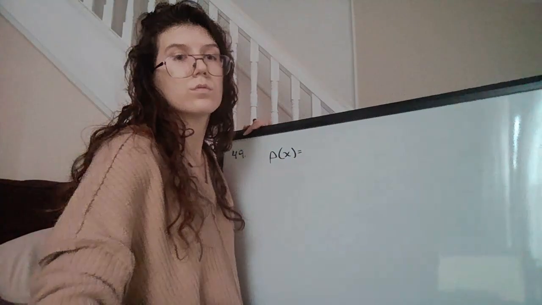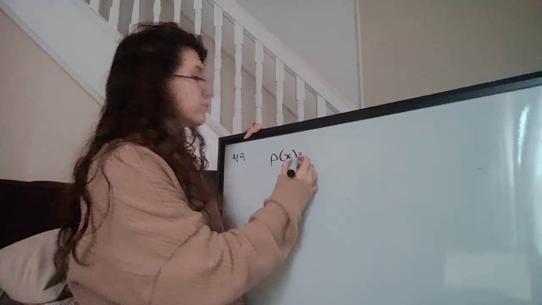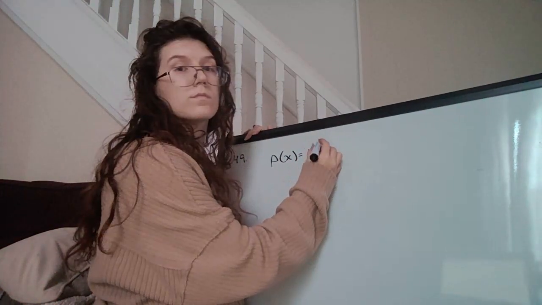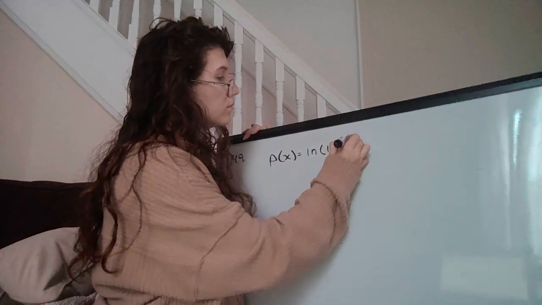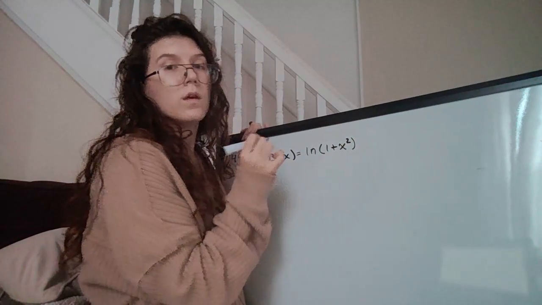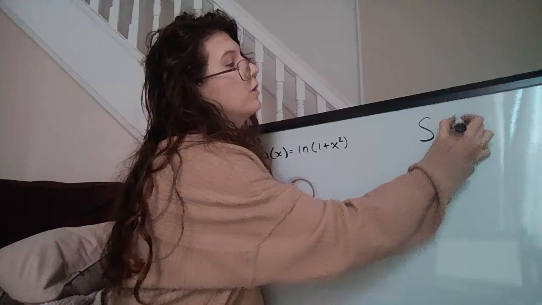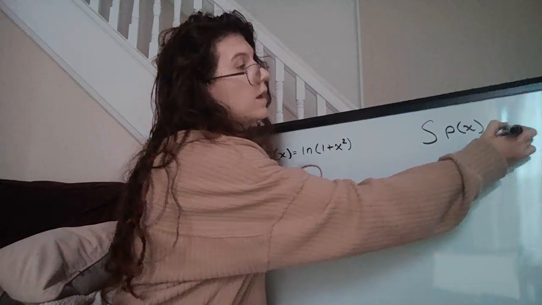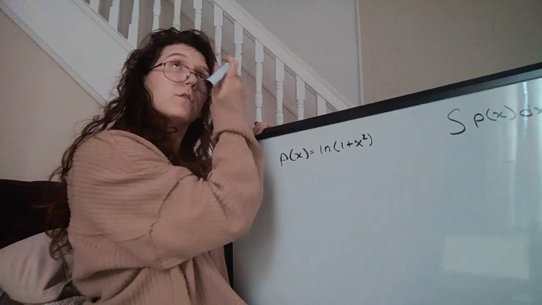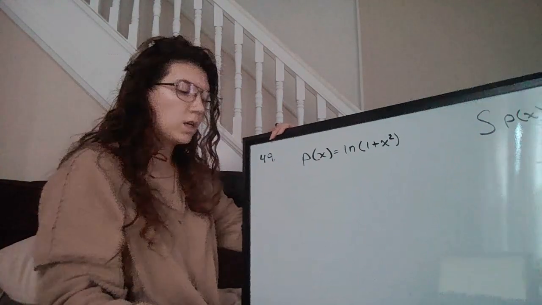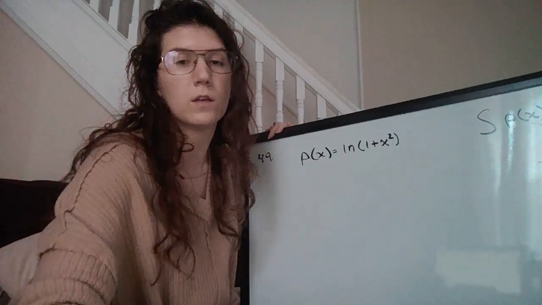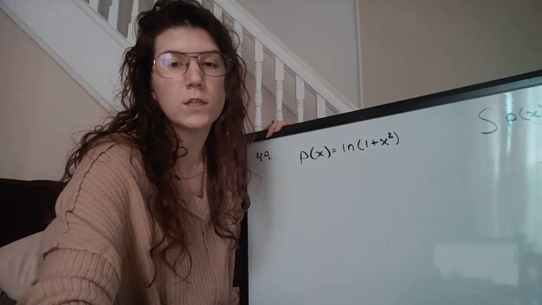Okay, so number 49. We are given this function. We want to find the power series representation for the integral of p of x dx. I think this builds off of the last ones. It's whatever you think is the best form given your setup. So we are going to need to take the integral.